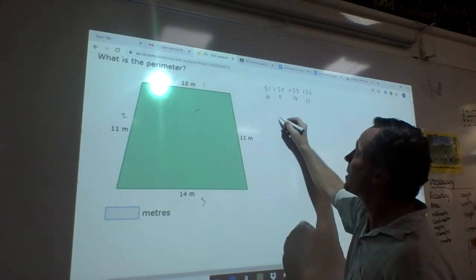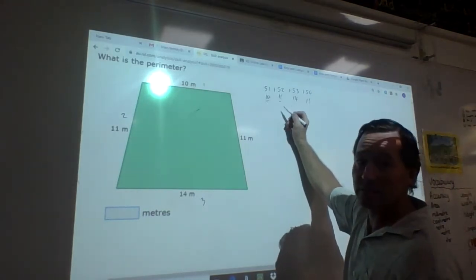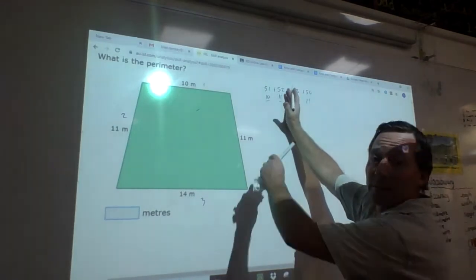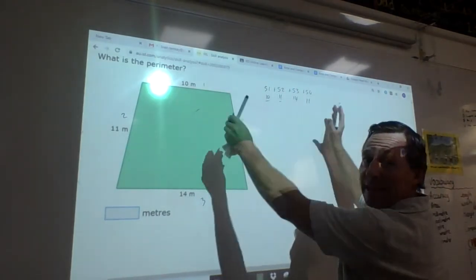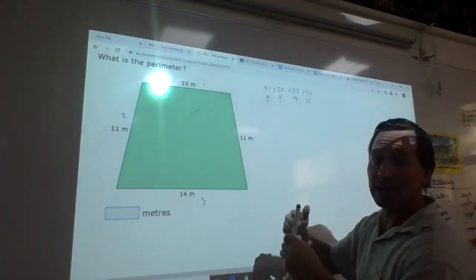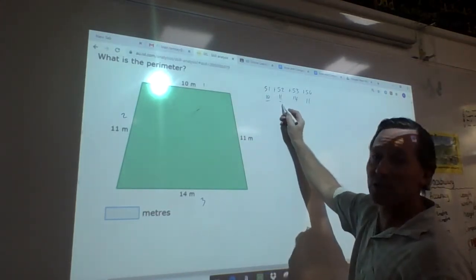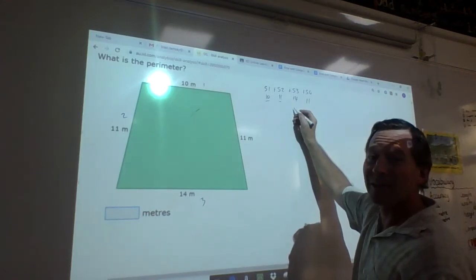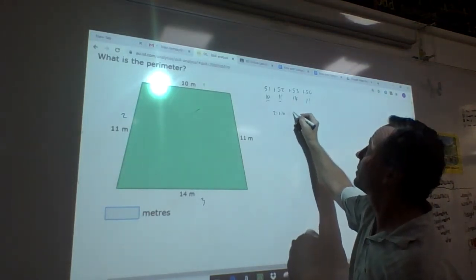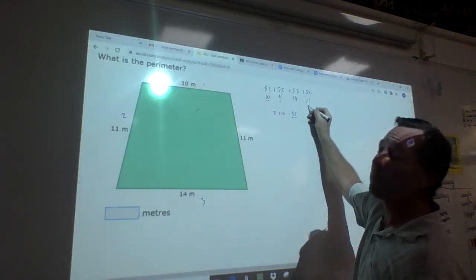If you add them all up, 10 plus 11 is 21. And I can split them up and then add them all together later. It depends, whatever works best for you. You can add them up in any way you like. Okay, 10 plus 11 is 21. 21 plus 14, or maybe I should keep track of that. 21 plus 14 is 35. 35 plus 11.